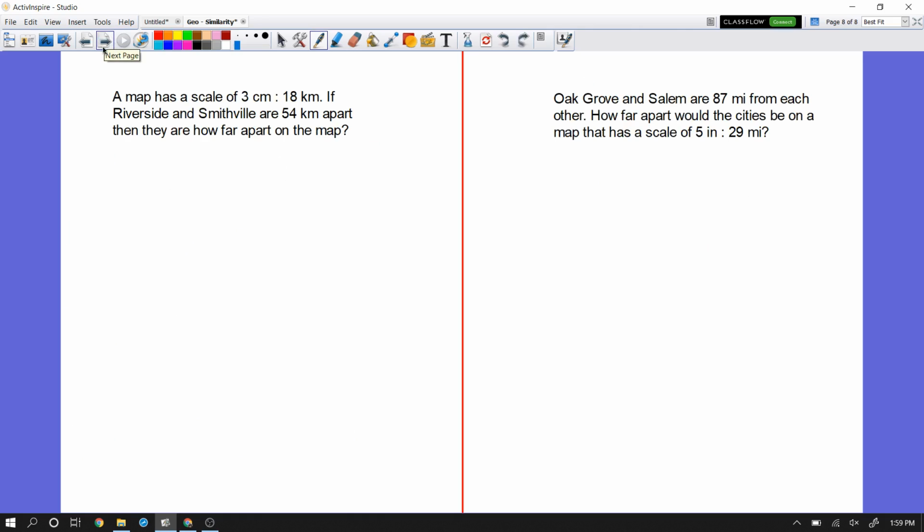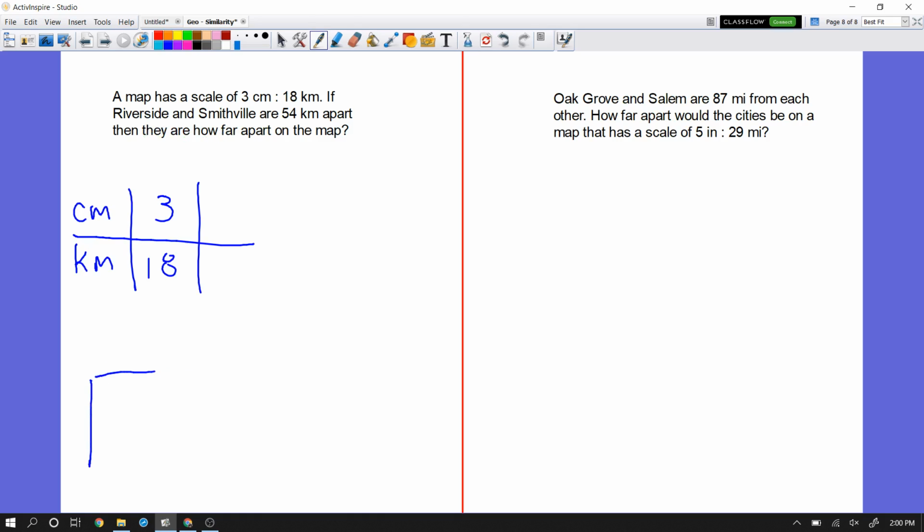So what happens whenever you get to problems that don't have pictures? Well, that would be a really good idea to draw a picture. All right, so a map has a scale of 3 centimeters is to 18 kilometers. There's one ratio right there. Okay, I'm just going to go ahead and set that up. We're comparing centimeters to kilometers. 3 to 18. If Riverside and Smithville are 54 kilometers apart, then how far are they apart on the map?